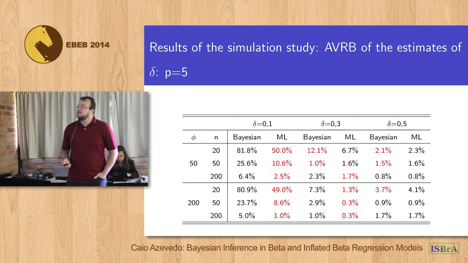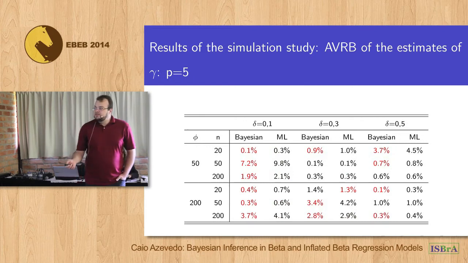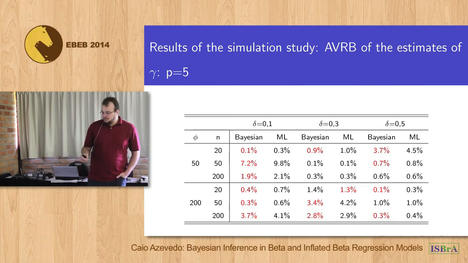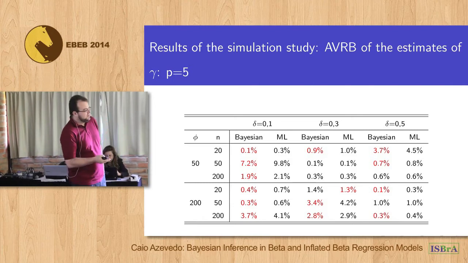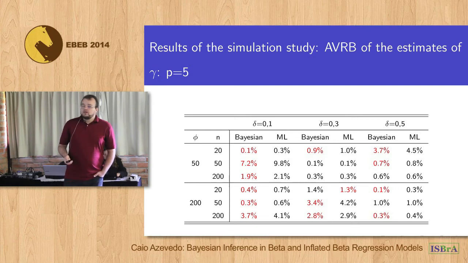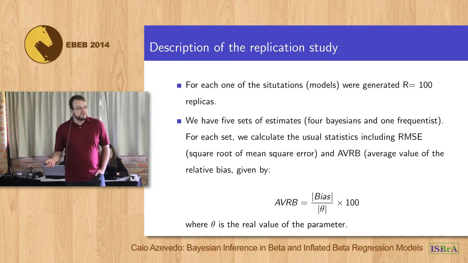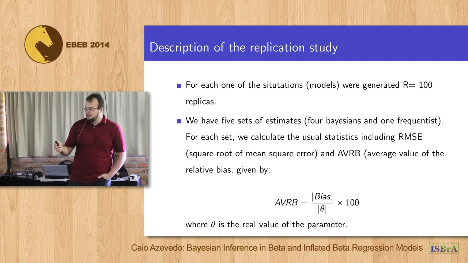That's the conclusion. Okay. And for the gamma parameter, again we have that the Bayesian estimates, which in this case correspond to the expectation a posteriori estimates, presented the most accurate results. And again, the maximum likelihood estimates in some sense are not the best option to estimate the parameters. What is EB? It's the average value of the relative bias. I calculate the bias, take the value without the sign, and divide it by the true value of the parameter without the sign.